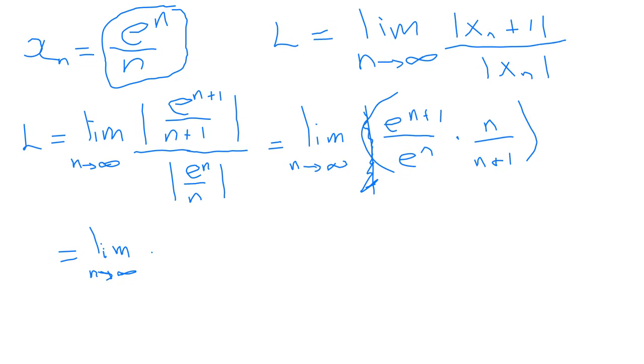Correct. Because the e to the n cancels. Remember that e to the n plus 1 divided by e to the n, you just subtract the exponents, so we get e. I probably should put n e because that looks like e to the n. Anyway, this is e times n over n plus 1.